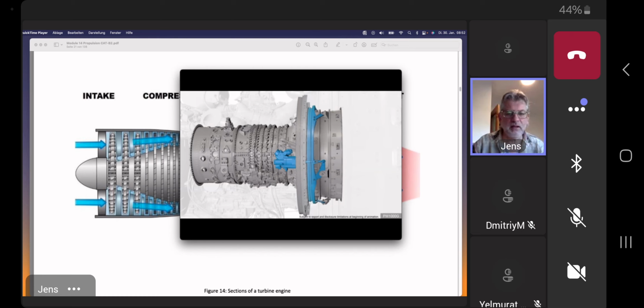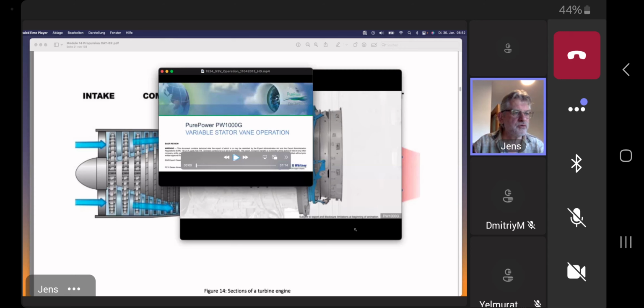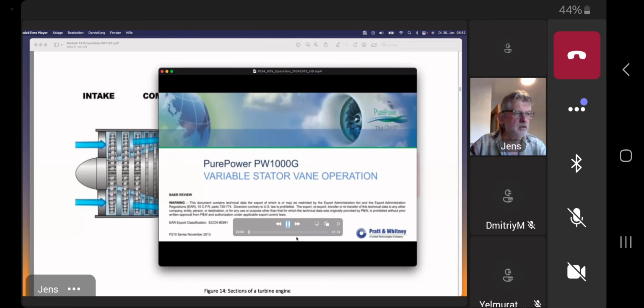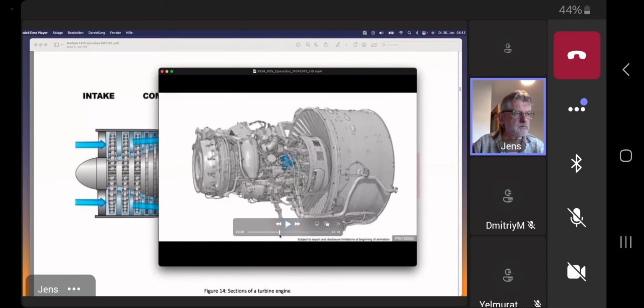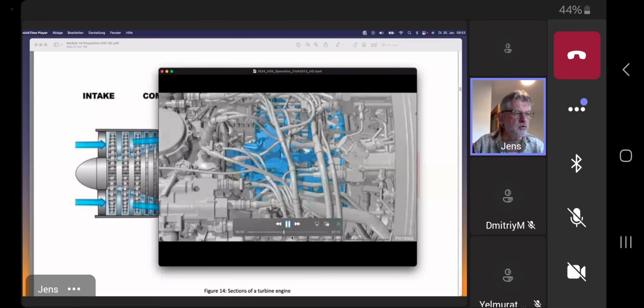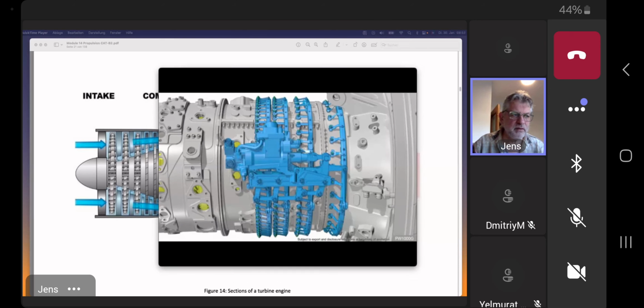And the other thing I would like to show you, also important, is how to control the air through the engine. Now you should see this one here, and I put it a little forward. We have a so-called VSV system, variable stator vanes. Sometimes, depending on the constructor or the manufacturer, they call it differently, or they separate it, unfortunately.